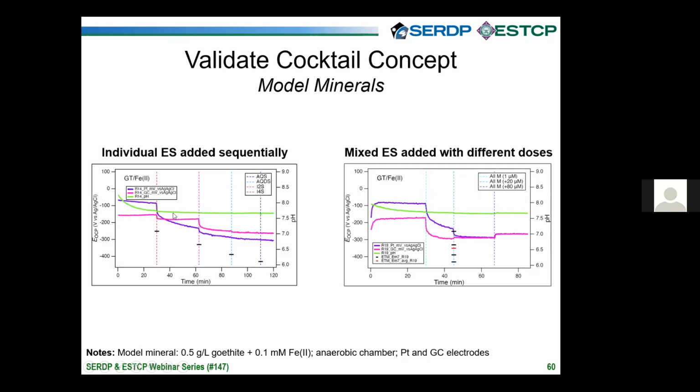So the pink curve is the response from the glassy carbon electrode. The purple is the platinum electrode, and the green is the pH of the reactor. On the left, you can see the ORP dropped twice in response to the first 2 additions of electron shuttles. On the right, the ORP also responded to the cocktail addition. In both cases, the ORP plateau reached a similar value, indicating that the cocktail concept actually worked under the tested conditions.